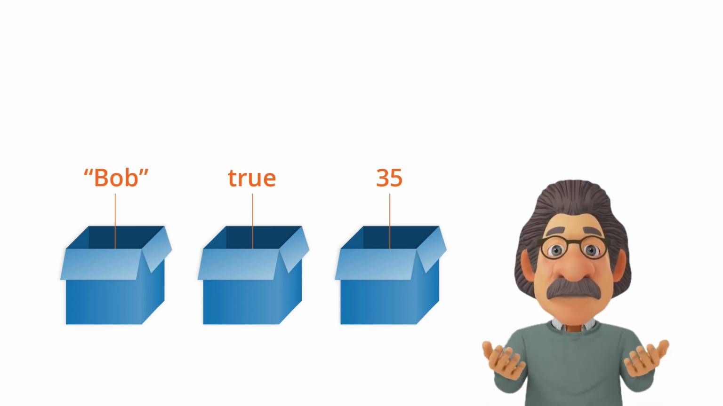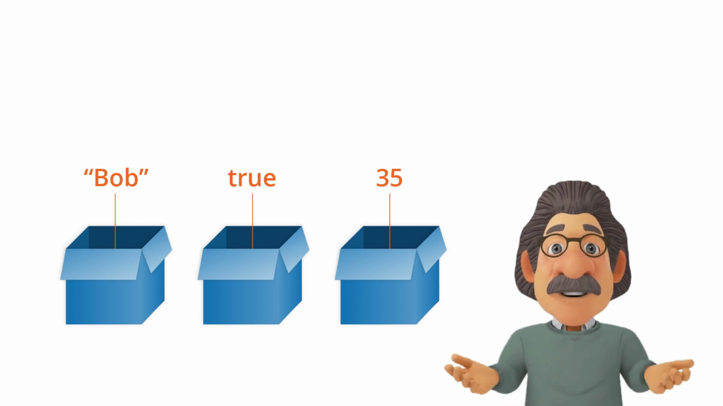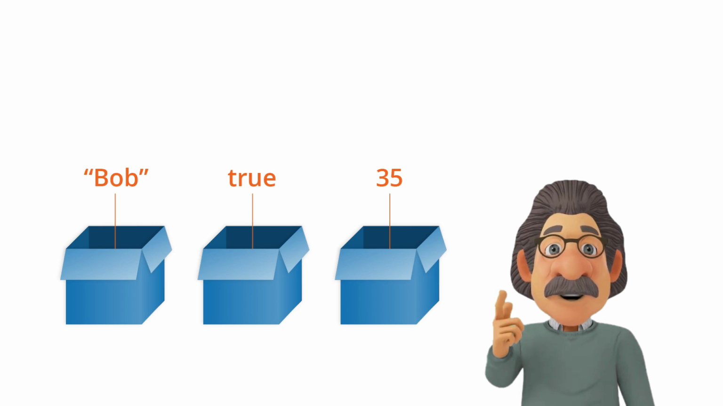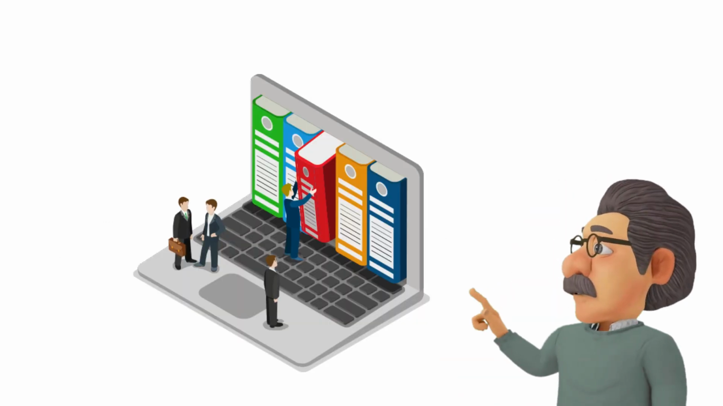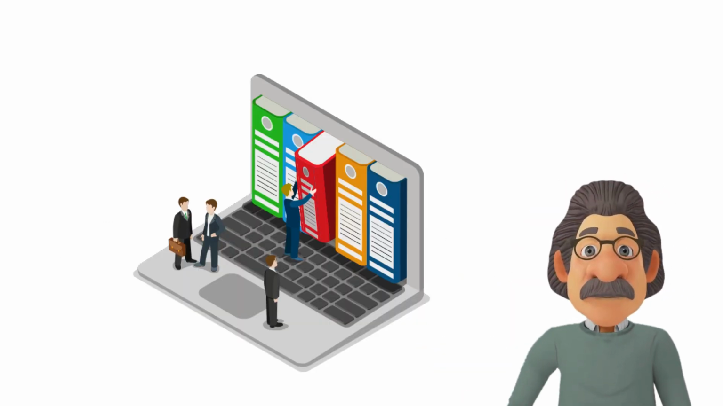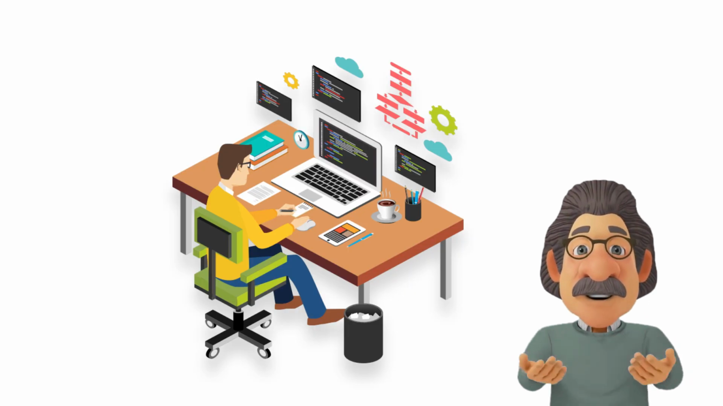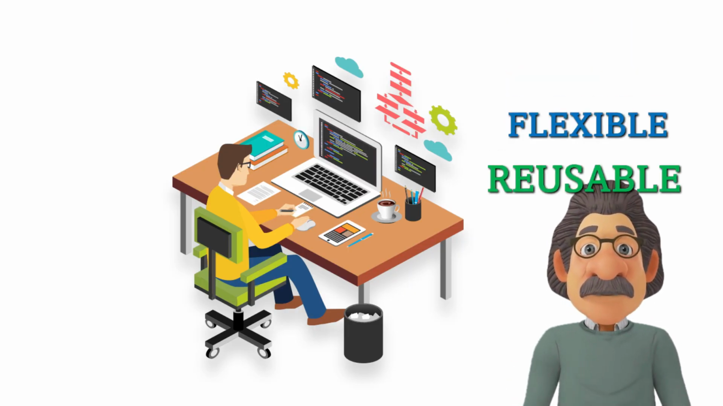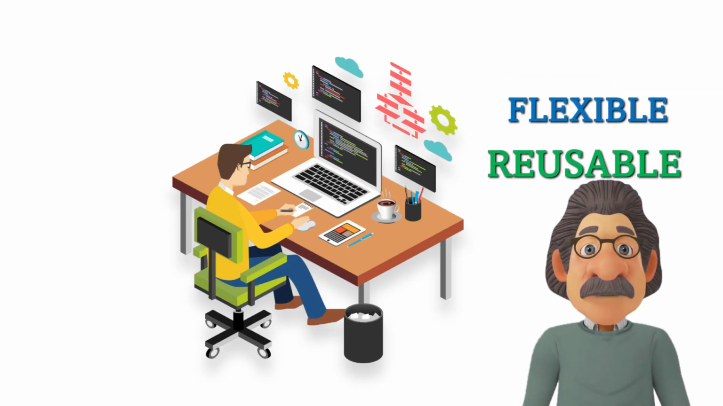Variables are used to store and manipulate data during the execution of a program. They allow you to assign values, retrieve values, and perform operations on those values. By using variables, you can work with data dynamically and write flexible and reusable code.